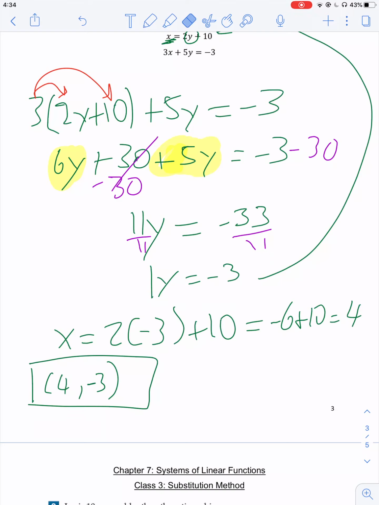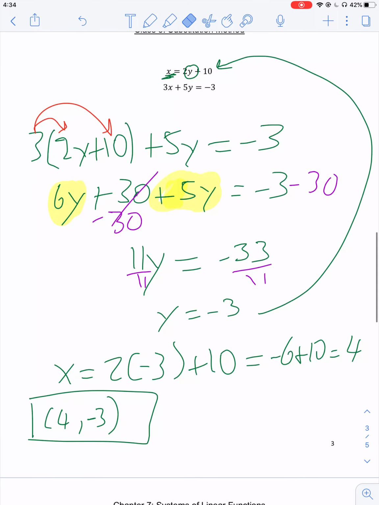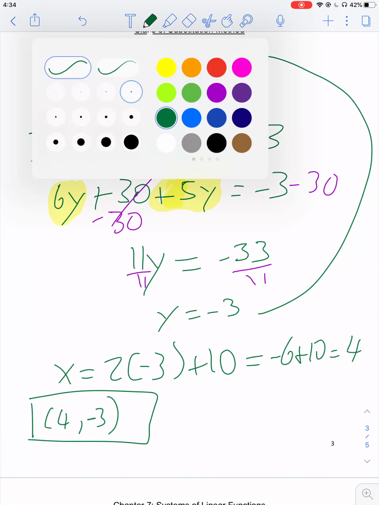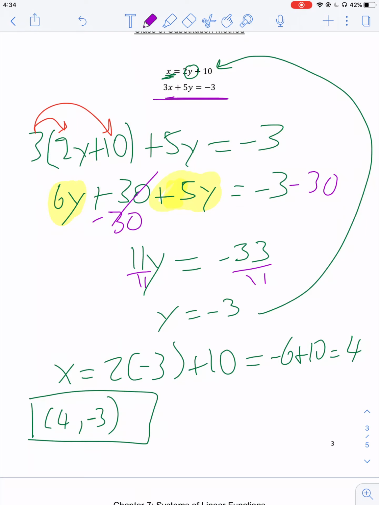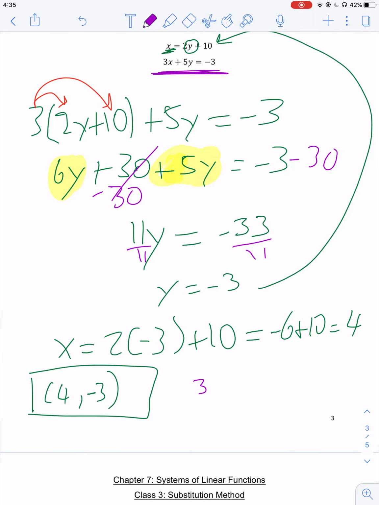So maybe I'm not going to put a box here. I'm just going to put a box there just to tell you that this is the final answer. But I'm going to ask you to go a step further. I'm going to ask you to validate if this equation is actually true when x is equal to 4 and y is equal to minus 3. Okay, so you have 3x. This is just me checking, okay? So just to be sure if I have the right answer, so check.